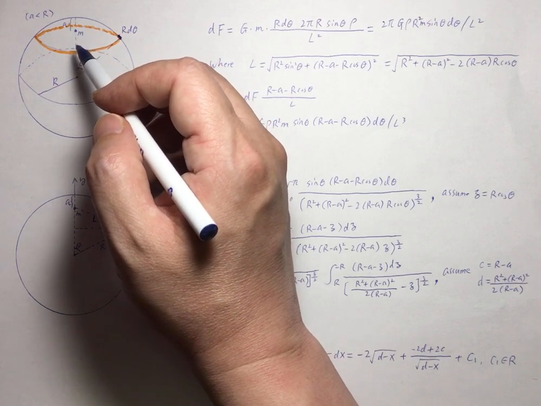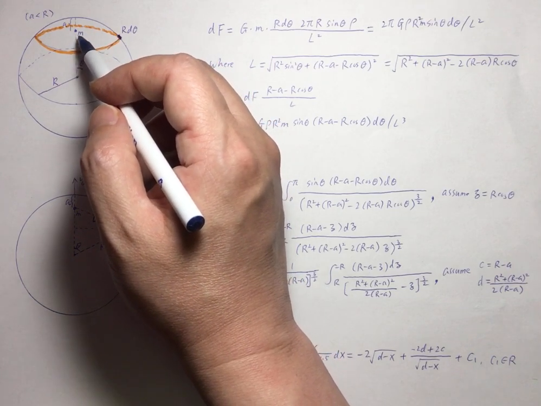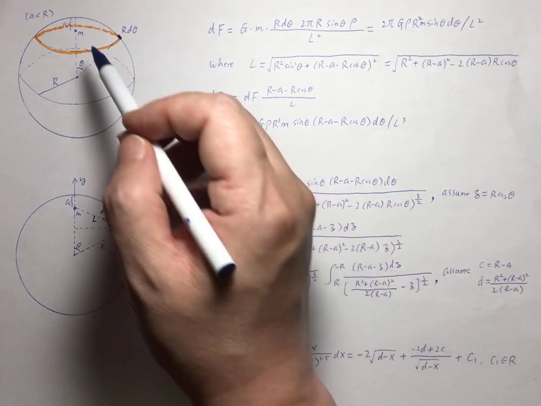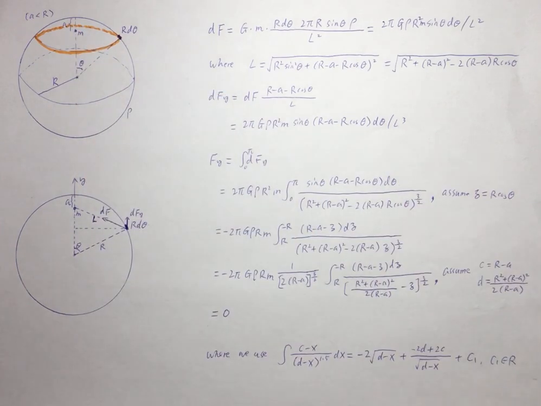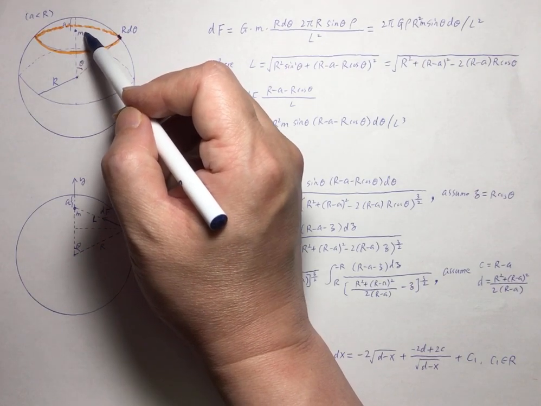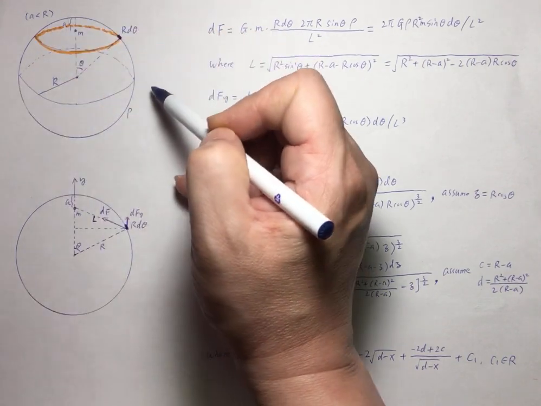So this is, again, Newton's shell theorem. If the body is a spherically symmetric shell, no net gravitational force is exerted by the shell on any object inside, regardless of the object's location within the shell. So regardless of the location of this object inside this hollow ball.